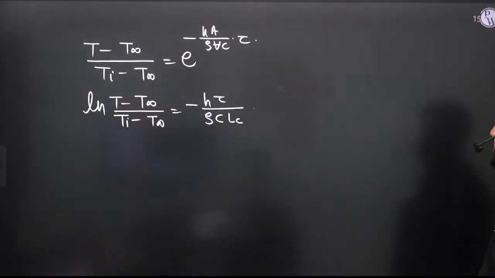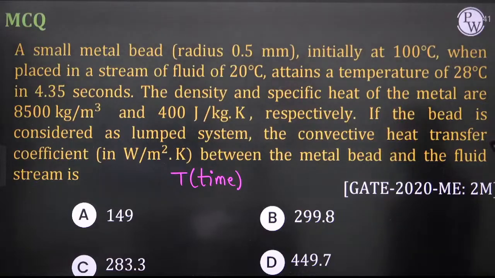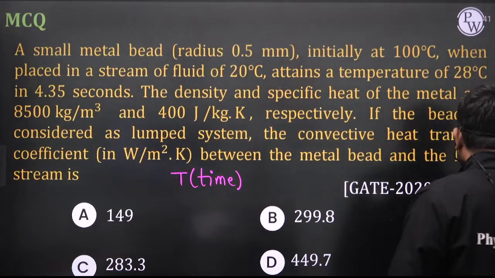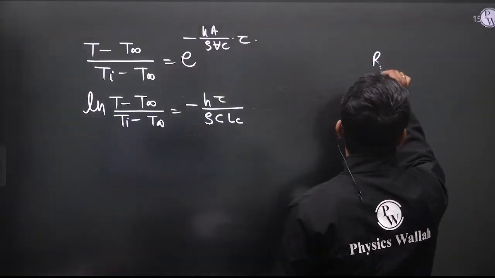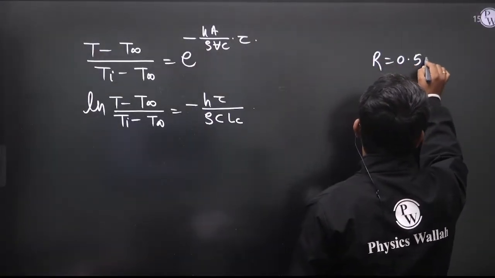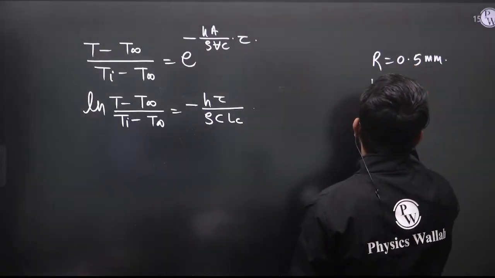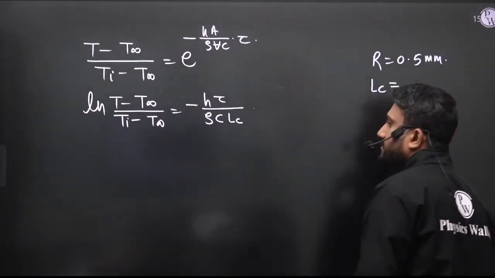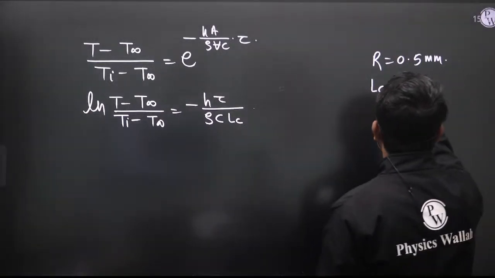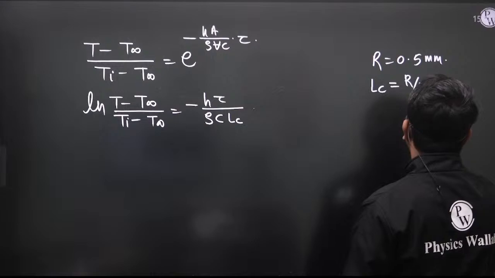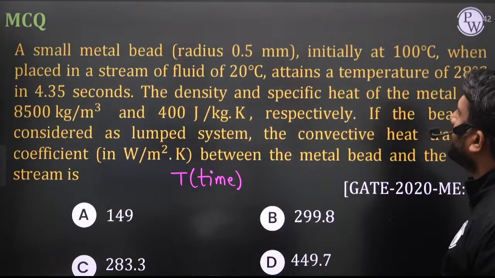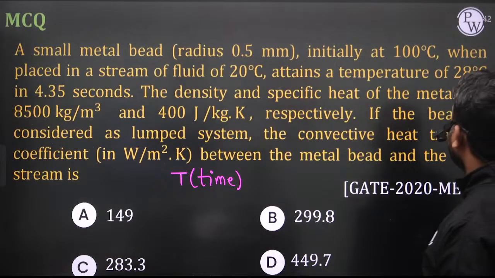Correct. Now see, in this problem, the small metal bead is spherical in shape, radius is 0.5 mm. So what is Lc? That Lc is R by 3. Correct. And the initial temperature is 100 degrees Celsius.